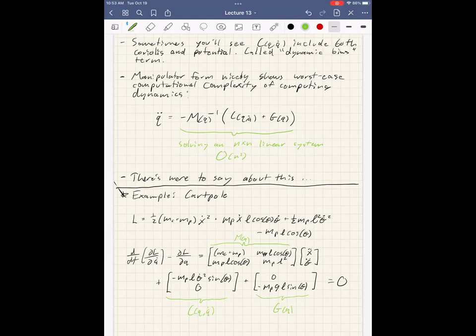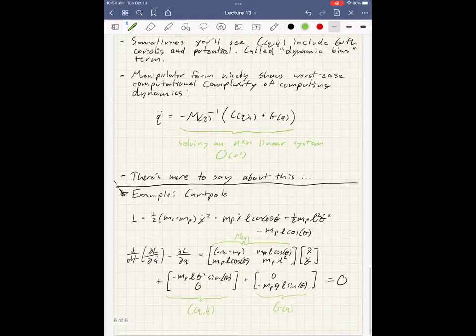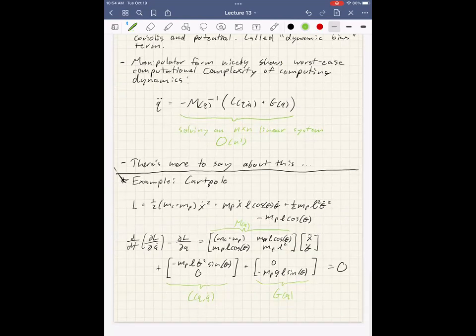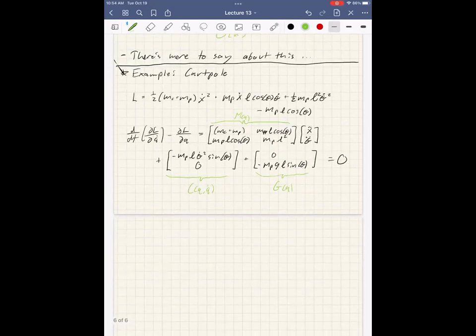So the point here is that there are different pieces of this thing. The reason for looking at the manipulator stuff in more detail is that it shows you which pieces depend on which elements of the state vector, which is sometimes useful, especially in control applications. Okay, questions about any of this stuff?